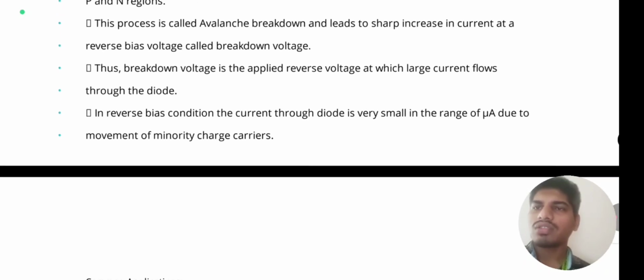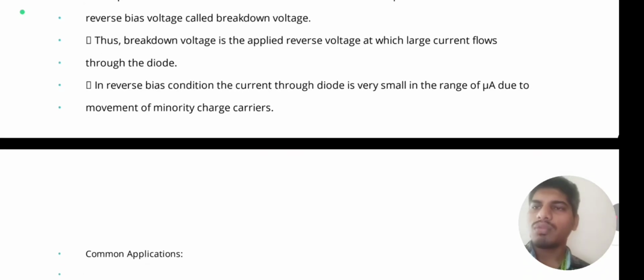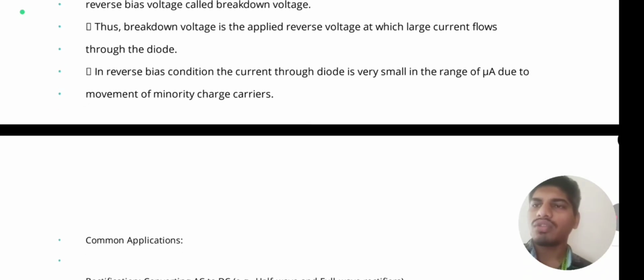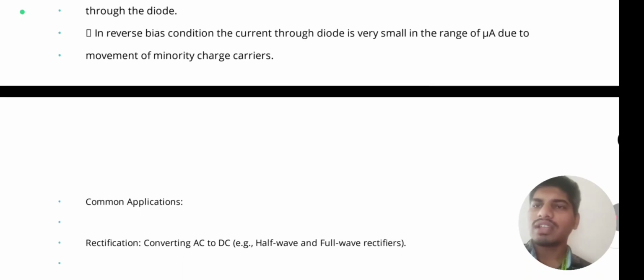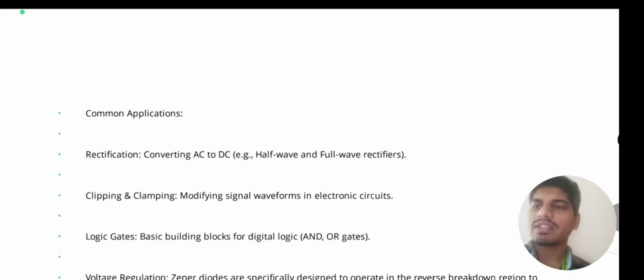This process is called avalanche breakdown and leads to a sharp increase in current at the reverse bias voltage called breakdown voltage. Thus, breakdown voltage is the applied reverse voltage at which large current flows through the diode. In reverse bias condition, the current through the diode is very small, in the range of microamperes, due to movement of the minority carriers. Applications.